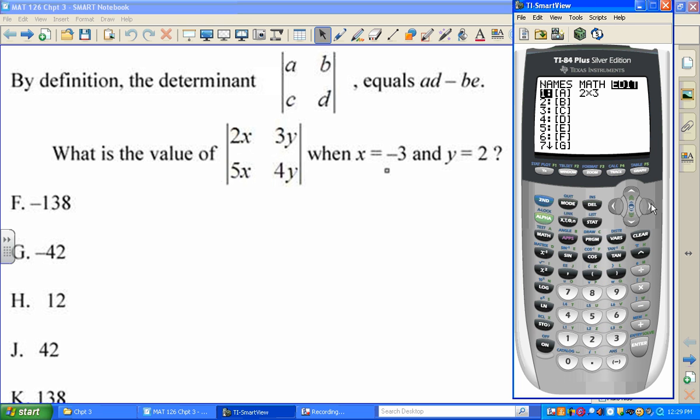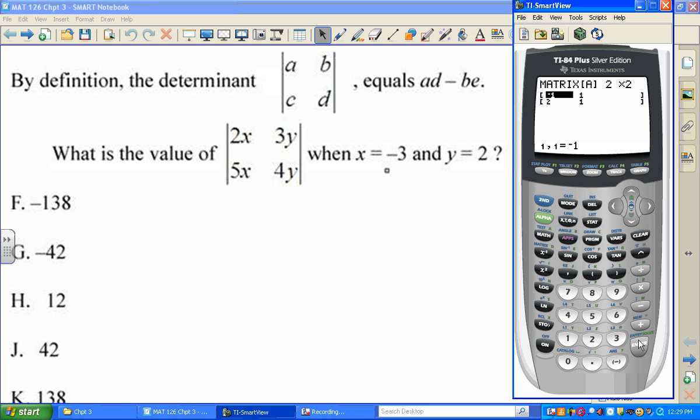This one, I'll press A. Edit A. Notice it says 2 by 3. Well, in this case, I want a 2 by 2. Enter. And you end up with a 2 by 2 matrix. Okay. You can do matrix calculations on this calculator.